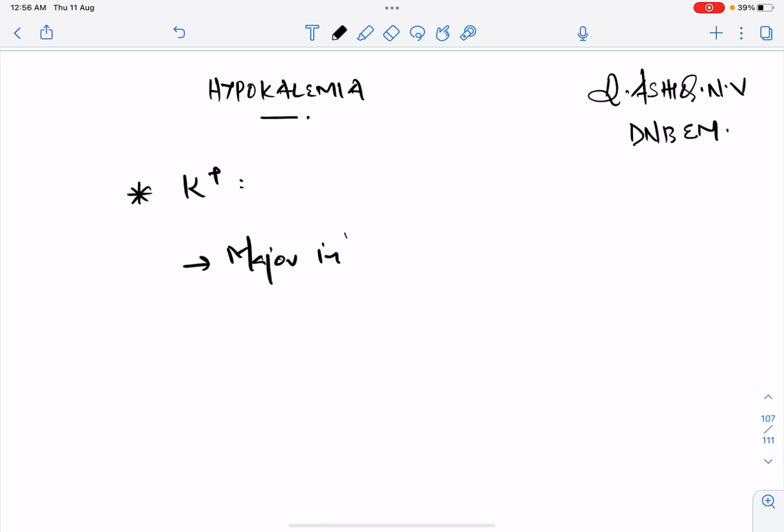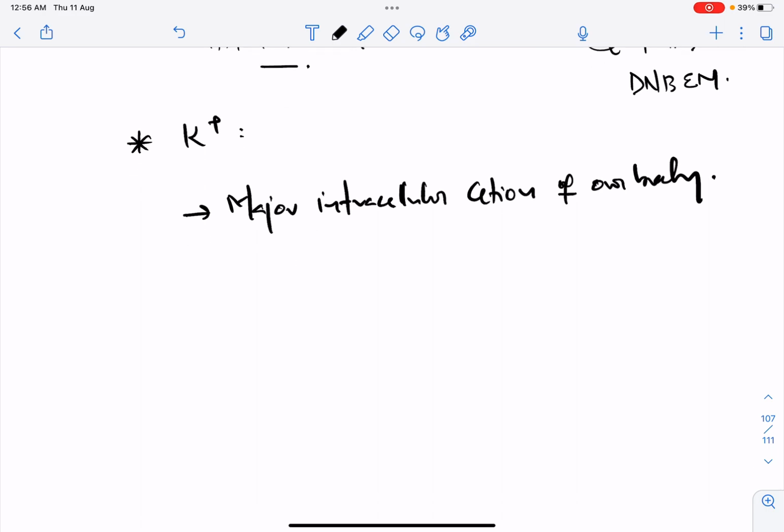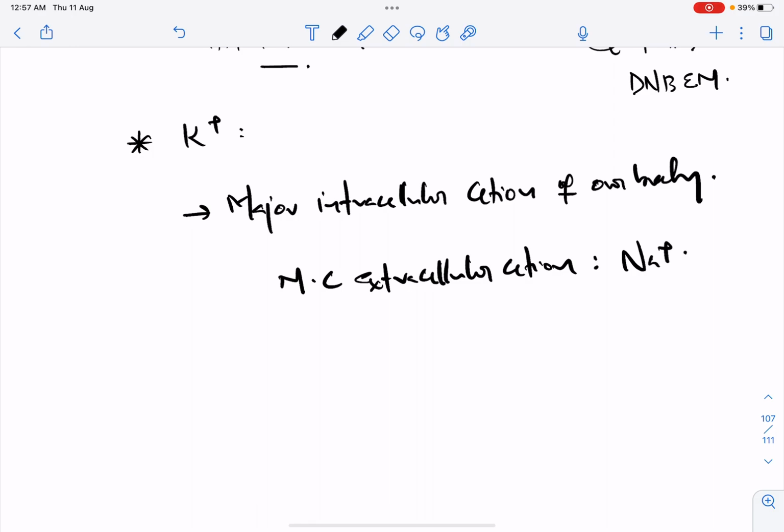Major intracellular cation of our body. And for your knowledge, the most common extracellular cation is sodium. Potassium is the major intracellular cation, while sodium is the most common extracellular cation.